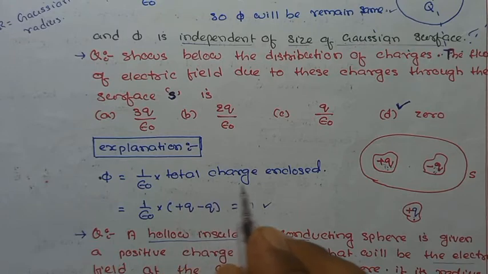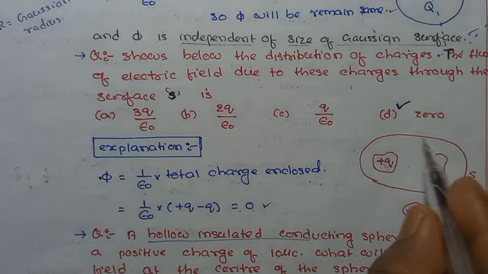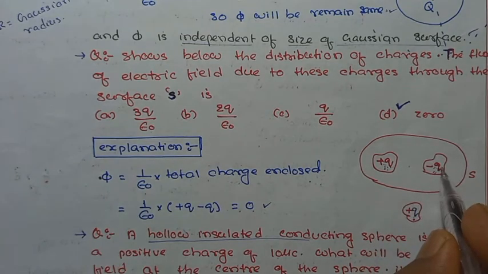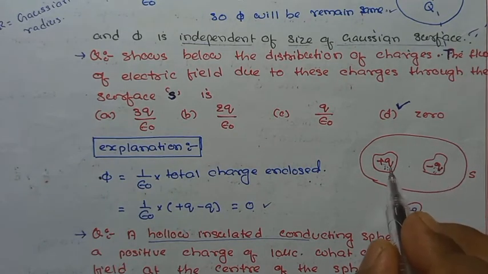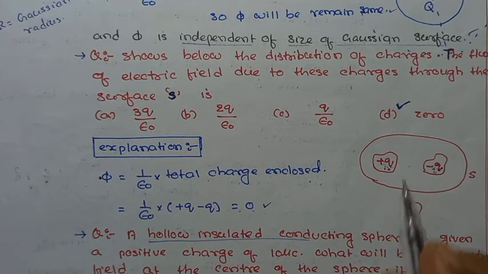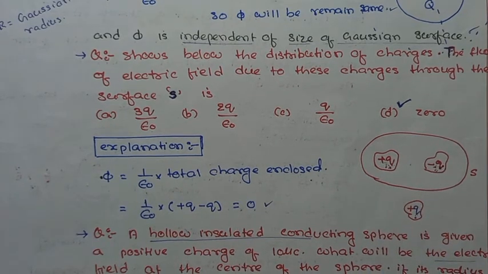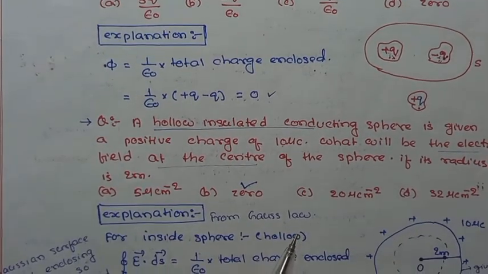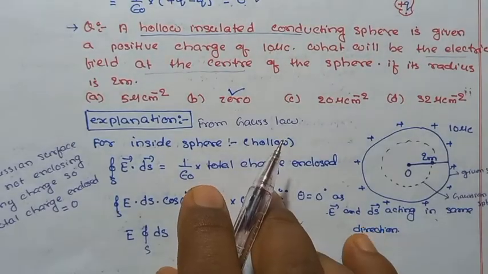So first we will find the total charge enclosed. Total charge enclosed means inside the surface, this charge and this charge. So this charge plus this charge, that is plus q plus minus q, that is 0. So phi is equal to 0. Okay, now we will go to the next question.